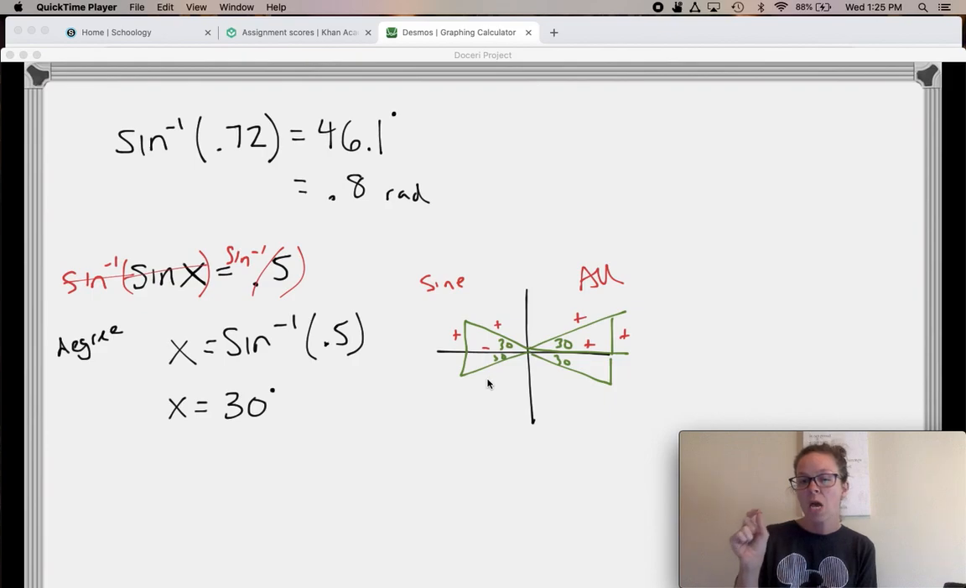So I'm writing out the names of which trig functions give us a positive answer. In the first quadrant, all of them are positive. In the second quadrant, only sine is going to be positive because it uses the opposite and the hypotenuse.